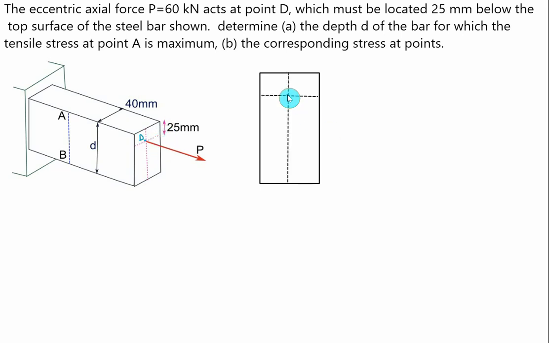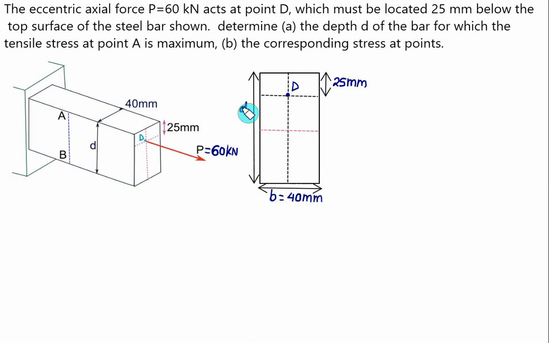This point is the point D through which the force P is acting, and the magnitude of the force P is equal to 60 kilonewton. From the top, the point D is lying at 25 mm. The vertical depth D you have to find out, and the base is equal to 40 mm. So we have B equal to 40 mm.